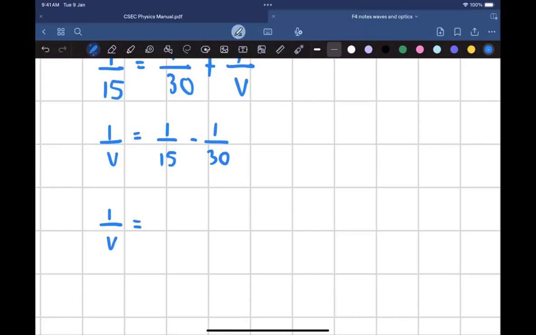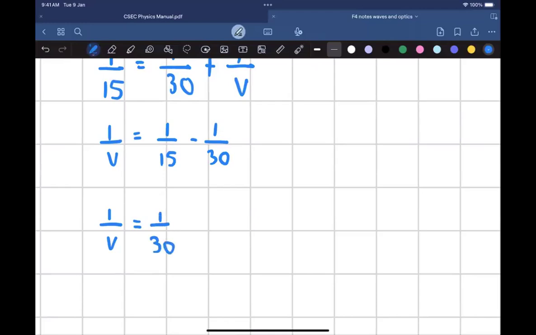Is the answer 1 over 50? Let me check my calculator. If the answer is an improper fraction, or whatever the case is, tell me. You get 1 over 30? Yeah. Okay, that's correct. 1 over 30.